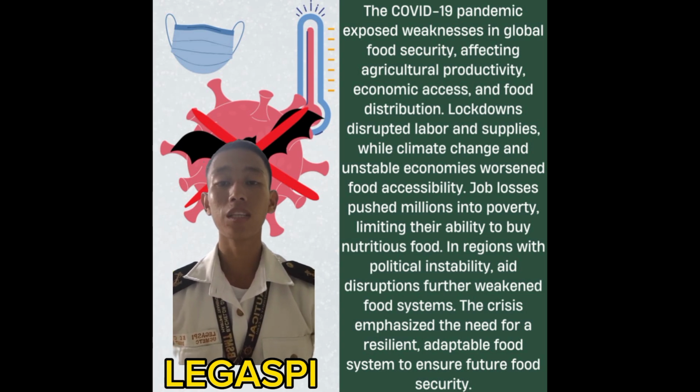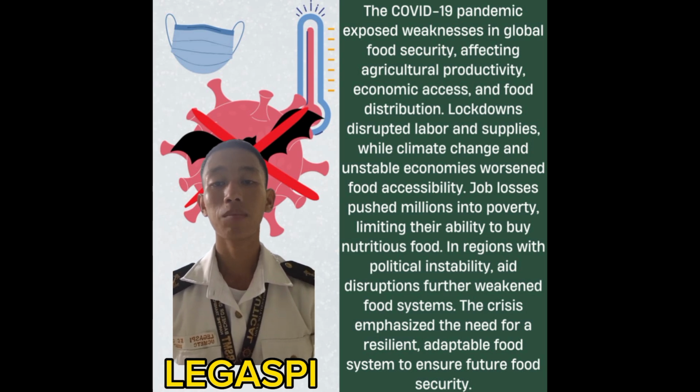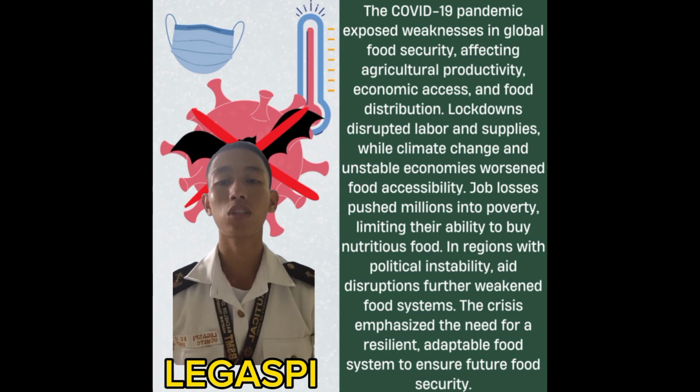Advances in technology have boosted yields, yet during COVID-19, labor shortages, disrupted supply chains, and limited access to inputs reduced agricultural productivity. Sustainable practices became even more critical as farmers faced economic pressures.